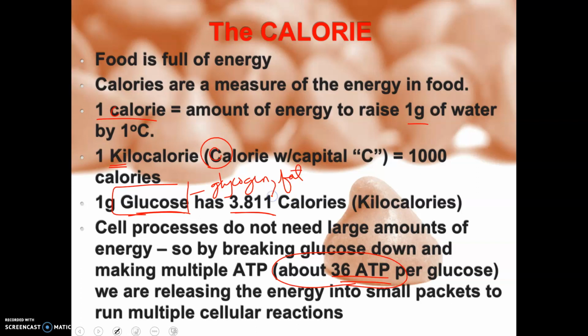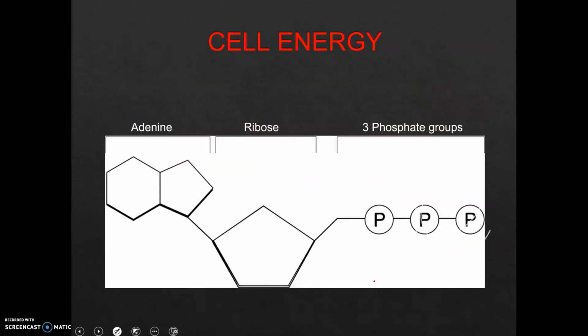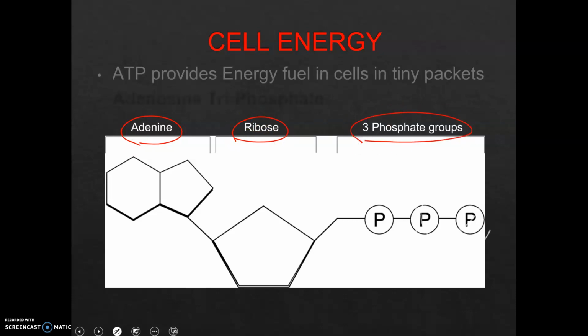And then as we require the energy, we break it down and we make ATP, but we use those right away. So this is what ATP looks like. It consists of a nitrogen base called adenine, a sugar called ribose, and then the most important part are these 3 phosphate groups. So ATP basically provides little packets of energy, like breaking that $20 into quarters, because each cell reaction only takes a quarter. It doesn't need a $20.